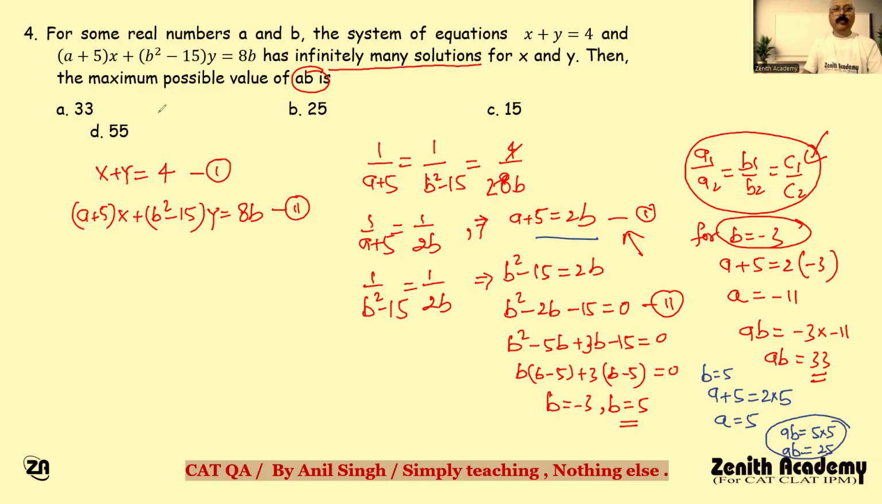Actually, you have to find the maximum possible value. So this AB is equal to 33 for B is equal to minus 3, and for B is equal to 5, it is only 25. AB is 25, so the maximum value answer is 33.